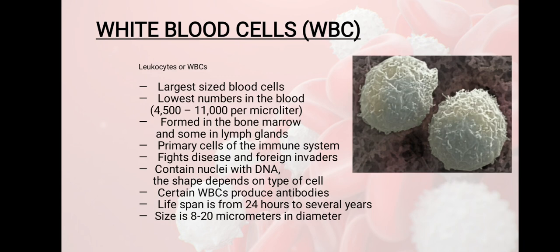White blood cells or leukocytes. They are the large-sized blood cells, with the lowest number in the blood. Formed in the bone marrow and some in lymph glands. They are the primary cells of the immune system, fighting diseases and foreign invaders, and contain nuclei with DNA. Certain WBCs produce antibodies. Lifespan is from 24 hours to several years. Sizes range from 8 to 20 micrometers in diameter.